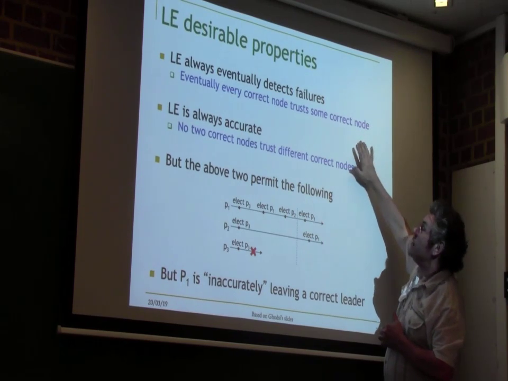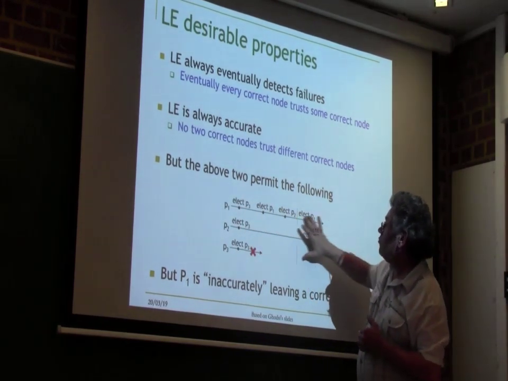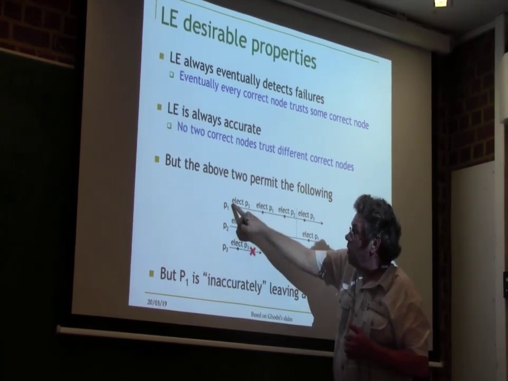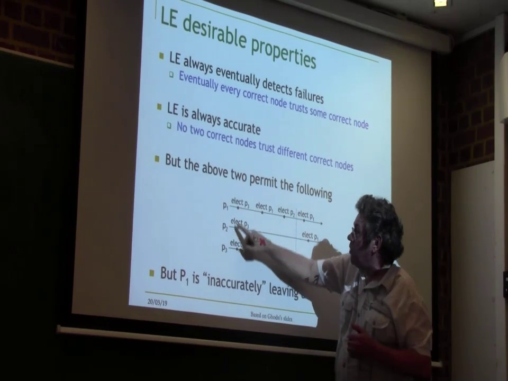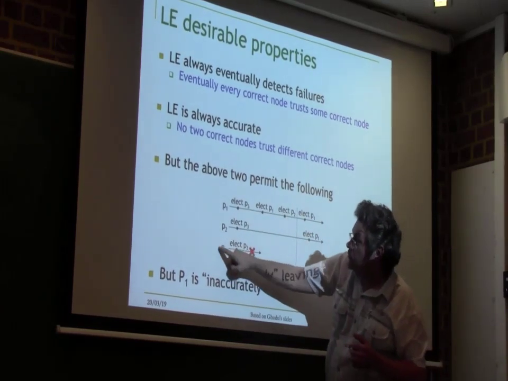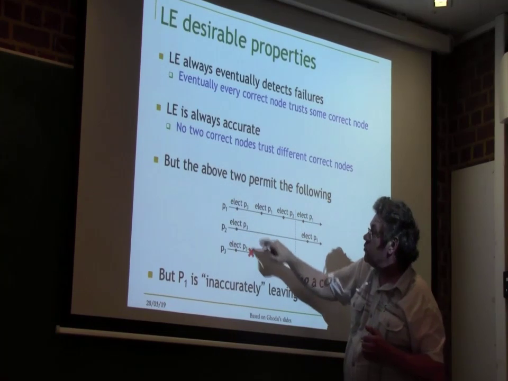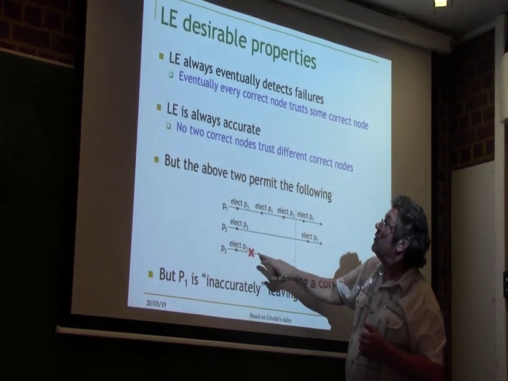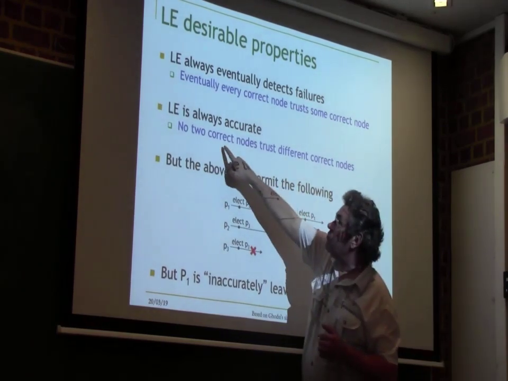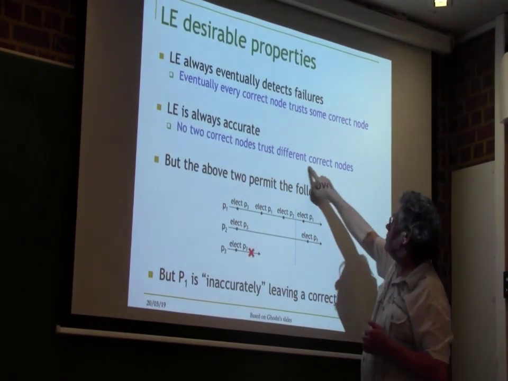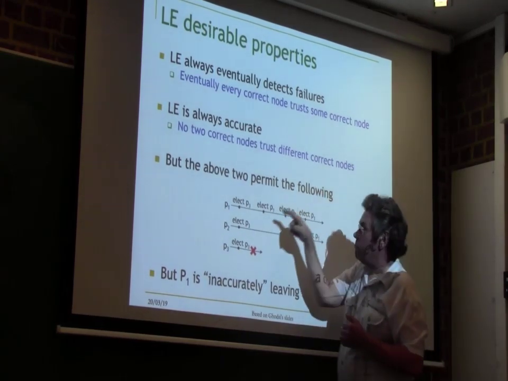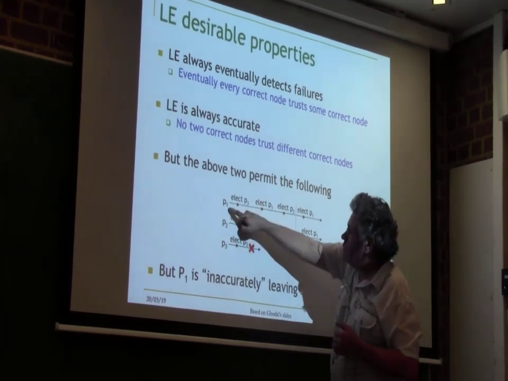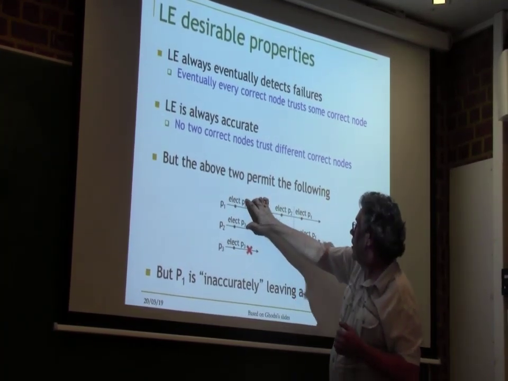But if you look at this, here's an execution where you run election of a leader. So I have three nodes, P1, P2, P3, and they elect a leader. They're running the algorithm, but one of the nodes crashes. P3 will crash here. So assume they elect P3, and then P3 crashes. Now, here it says no two correct nodes trust different correct nodes. But P3 is not correct anymore. That means if P1 changes, they have to change. Okay?